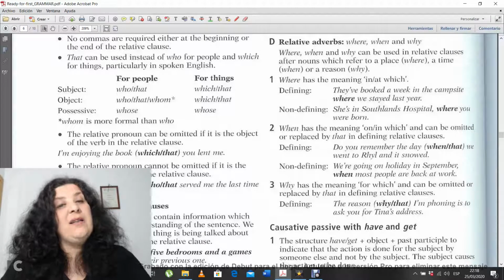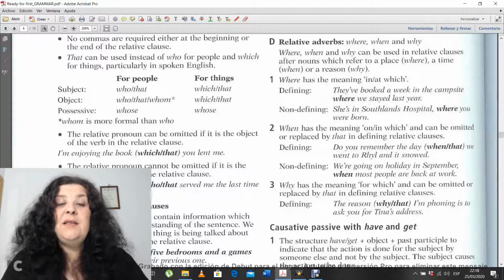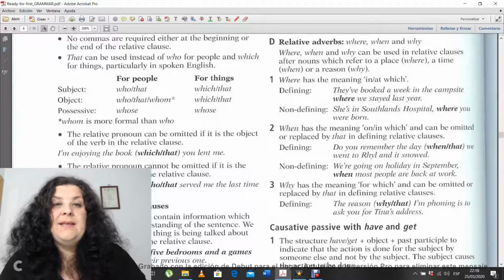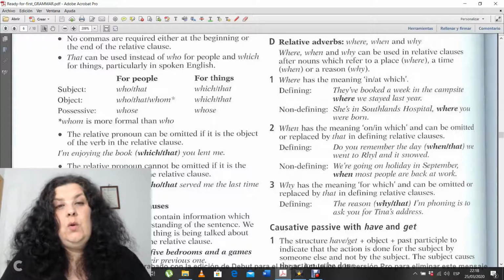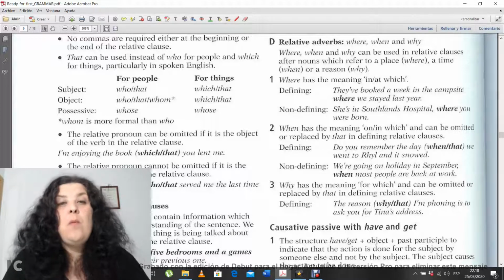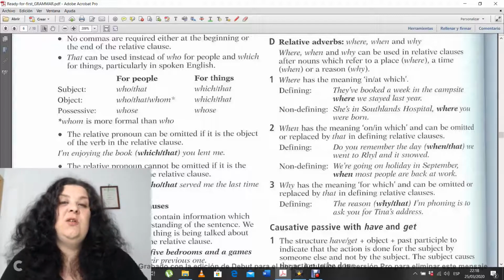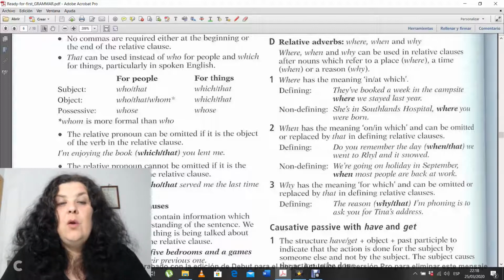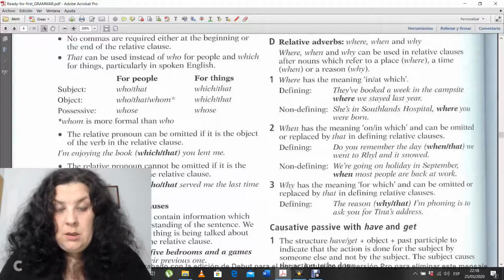They tend to go at the end. That is the woman I work with. That is the place I go dancing to. Or they can be placed before the relative pronoun, but there are certain rules. If you use who, has to be whom. So that is the woman with whom I work.